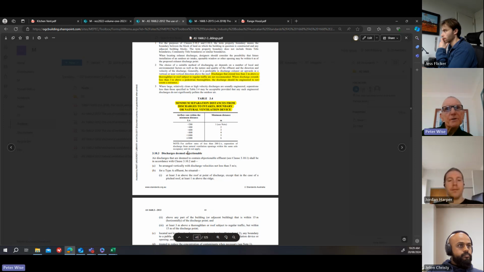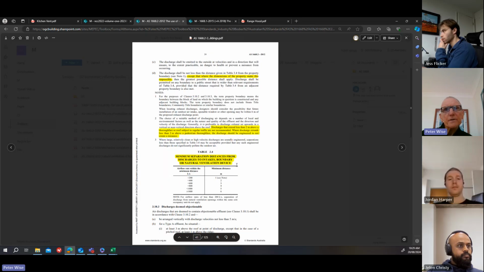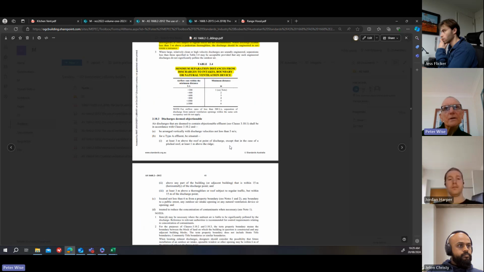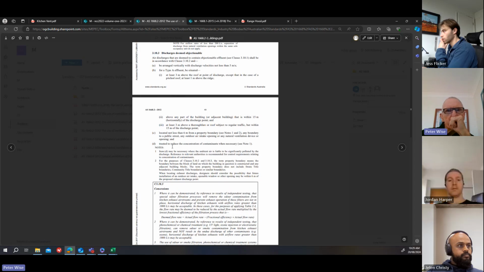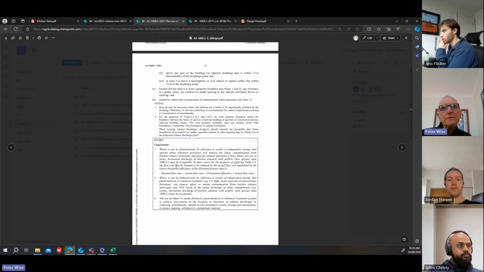Okay, discharges deemed objectionable. Air discharges that are deemed to contain objectionable effluent, which is what we just said, greater than 1,000 litres a second for type B. They need to be arranged vertically with discharge velocities not less than 5 metres per second. Then it talks about type A. We won't go into that. We will have a look at concessions.